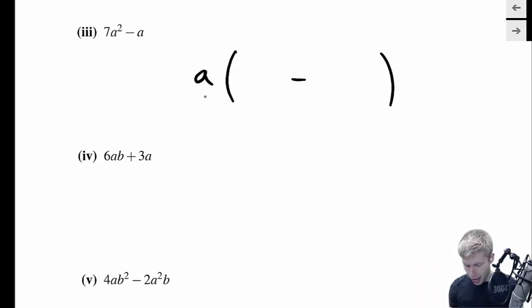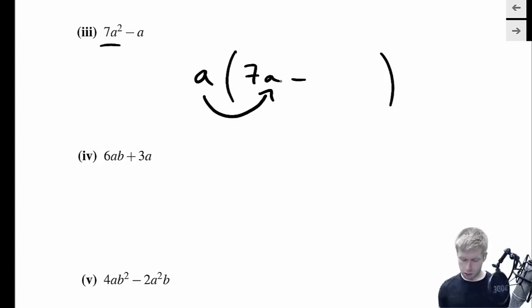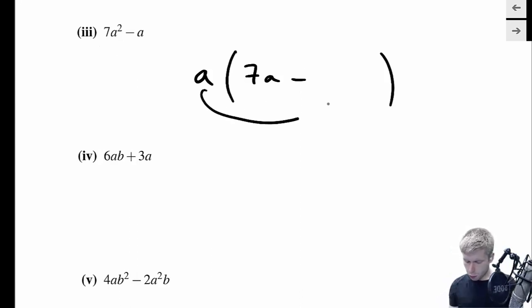Then I say, right, a multiplied by something that goes here has to give me 7a squared. The only thing that can go there is a 7a. And I also say, right, a multiplied by something that goes in my second position has to give me an a. Well, you're kind of like, well, what can go there? Because the a is already there. Well, a times 1. There has to be something there. So the only thing that can go there is a 1.